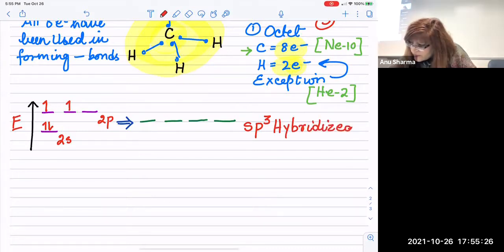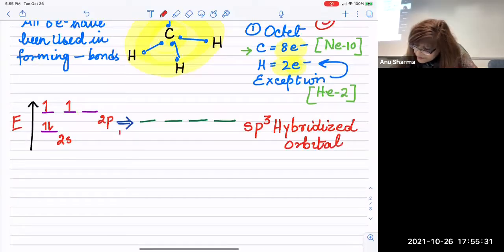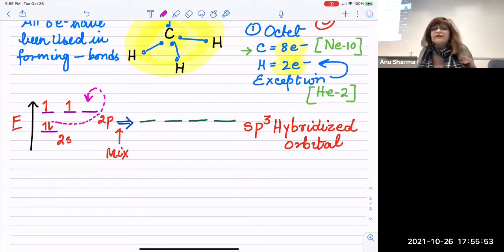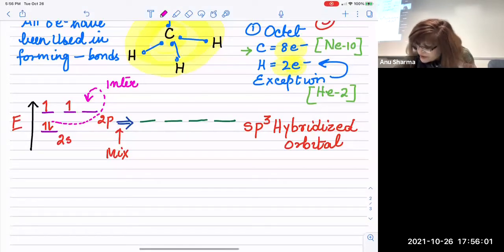Hybridized orbitals. What is that? Basically, they are mixing the s and p. So when they mix, another thing that is happening is that this electron is jumping from here and coming here. And why not? He's all squished up with a roommate, you can look at it like that. And now he has a room by himself. If he has that empty p orbital available, why will that electron not jump? So this electron internally jumps. So this is internal jumping.